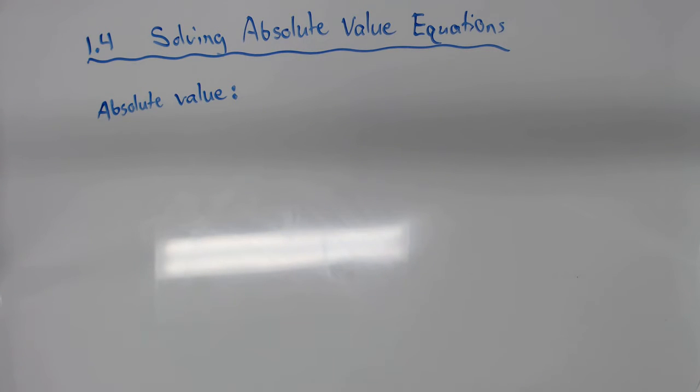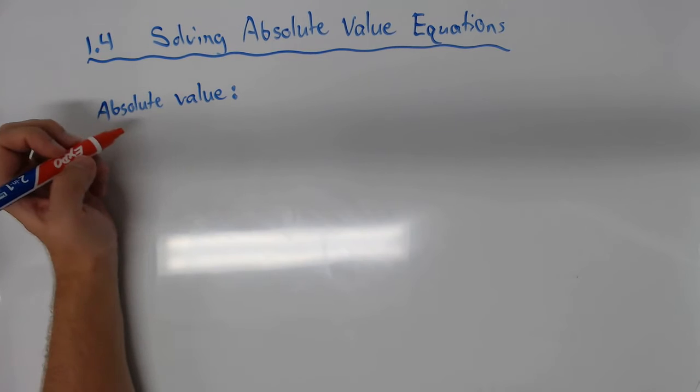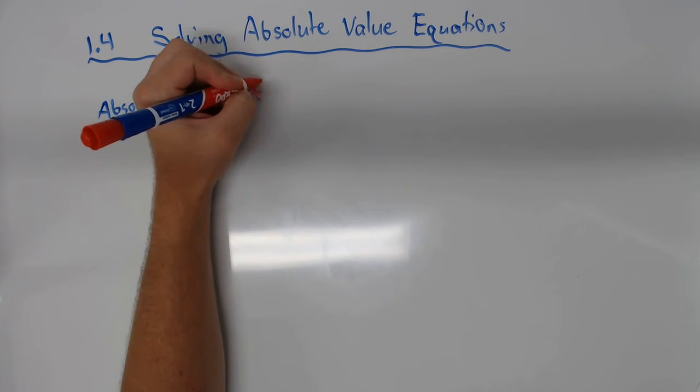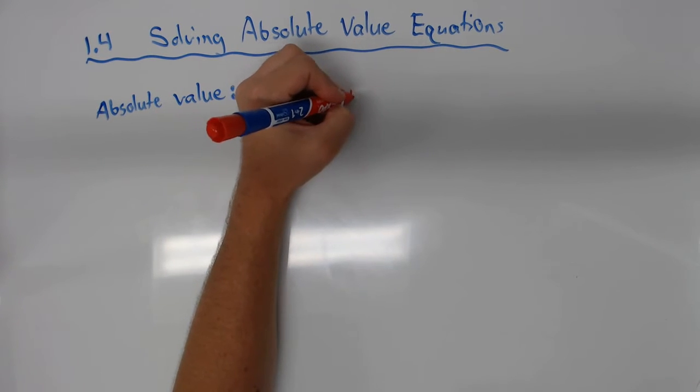Welcome to lesson 1.4. This one's definitely going to be shorter, but it might be a little harder to grasp. Absolute values make us do some different stuff when we're solving equations. But just to quickly define absolute value for you guys, it's the magnitude of a number. Magnitude is like its plain value.